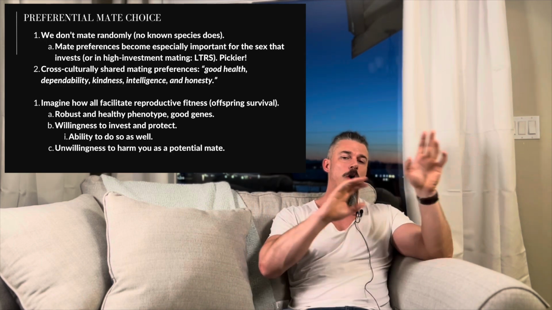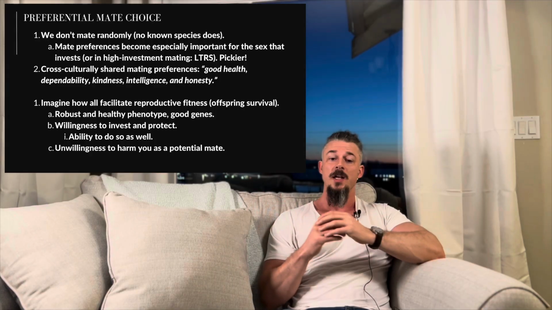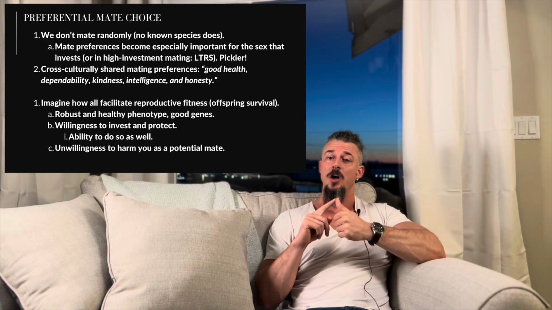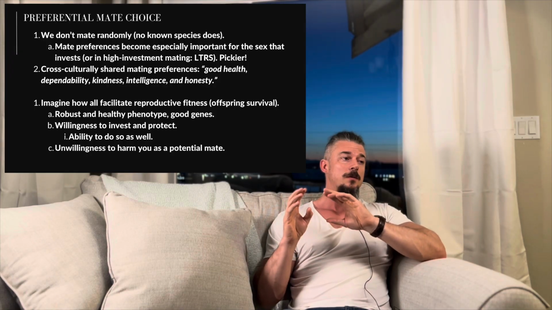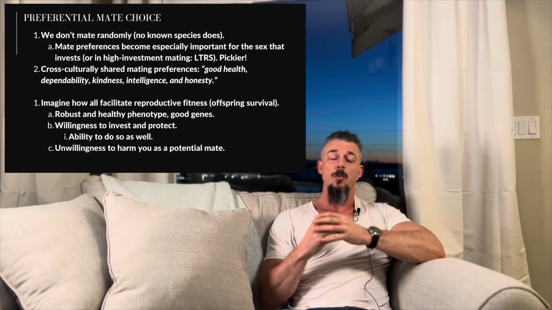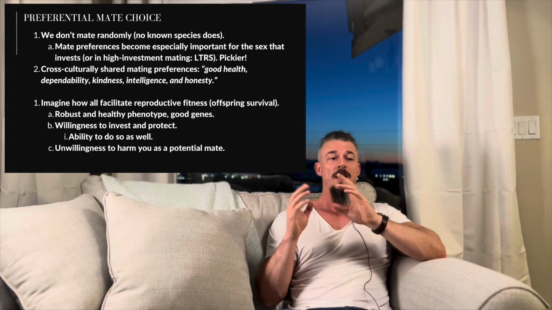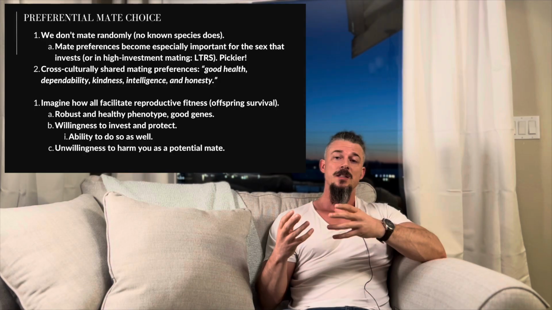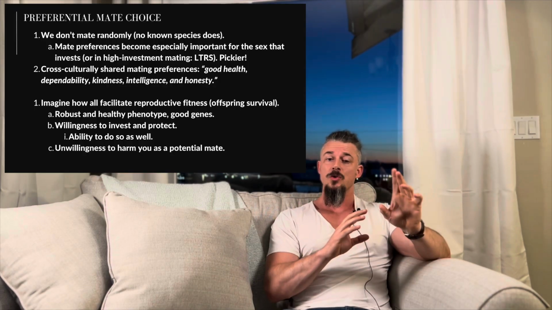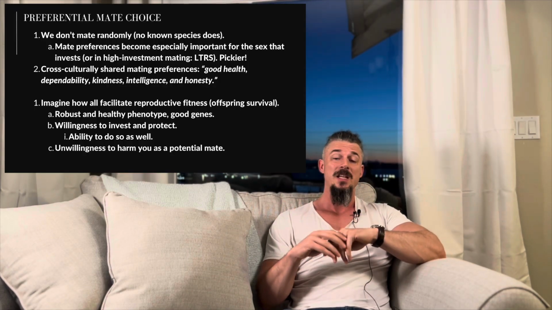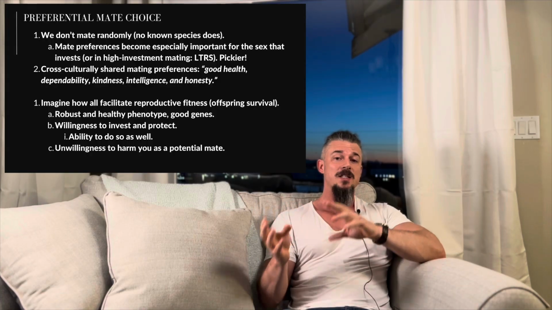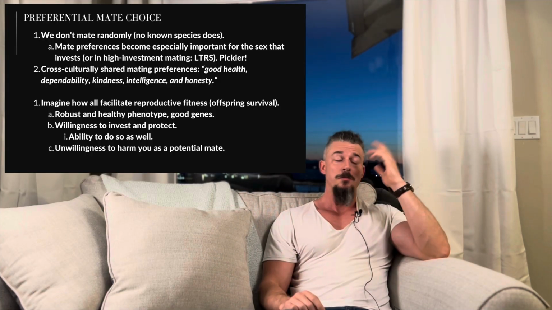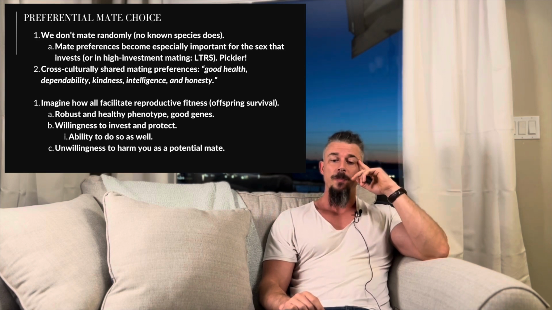So, things we see across all cultures, universal mating preferences, right? Good health, dependability, kindness, intelligence, and honesty, okay? So these tend to be positive things. There's research on the dark triad. Are antisocial traits attractive? In some contexts they can enhance mating success, but generally, cross-cultural, universal mating preferences tend to be for pro-social behavior, traits that facilitate investment in offspring and long-term relationship formation. Maybe a little bit of a white pill there for you.